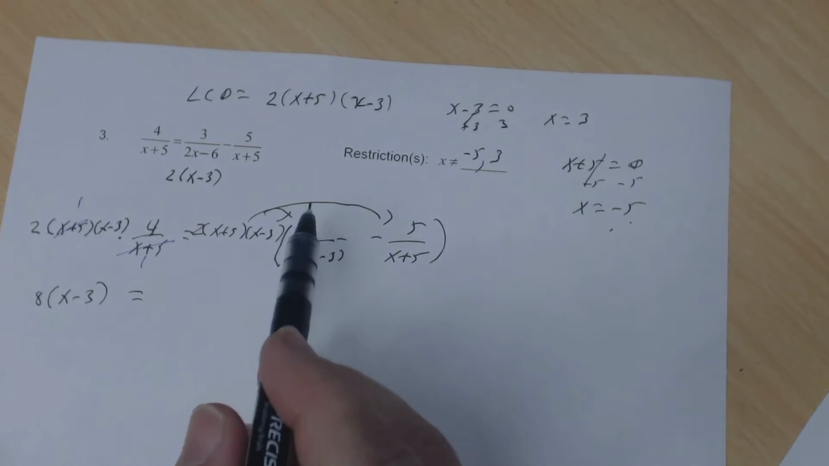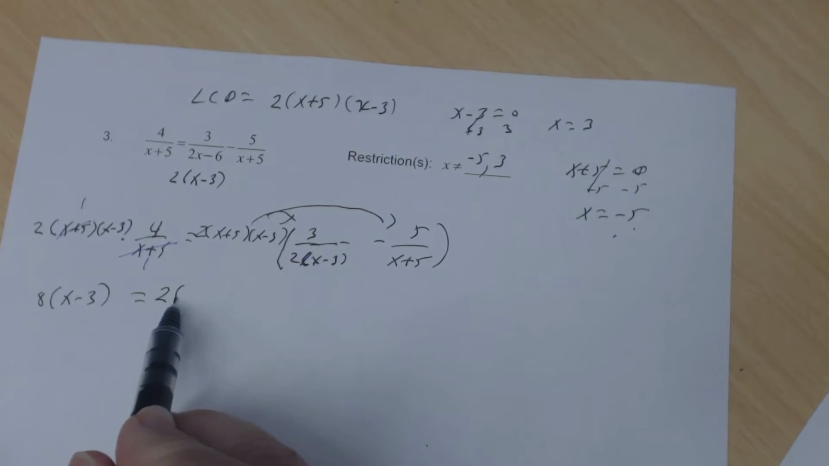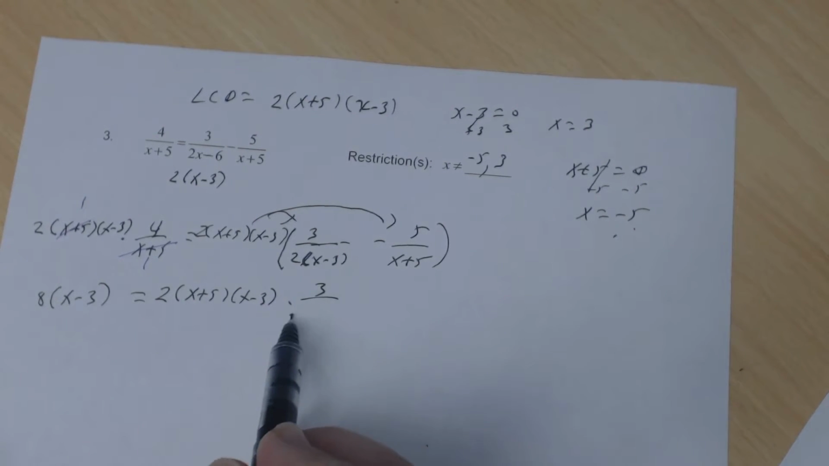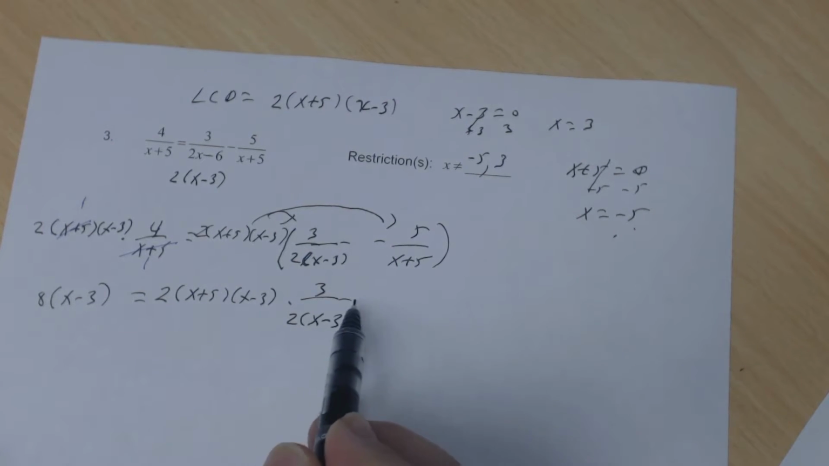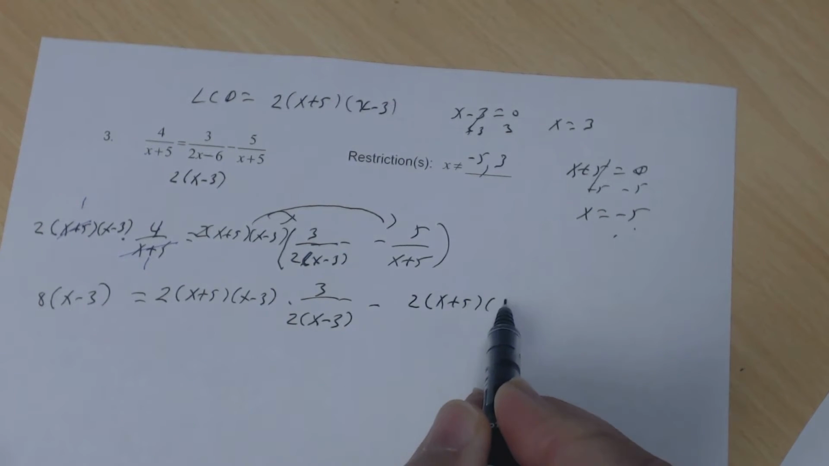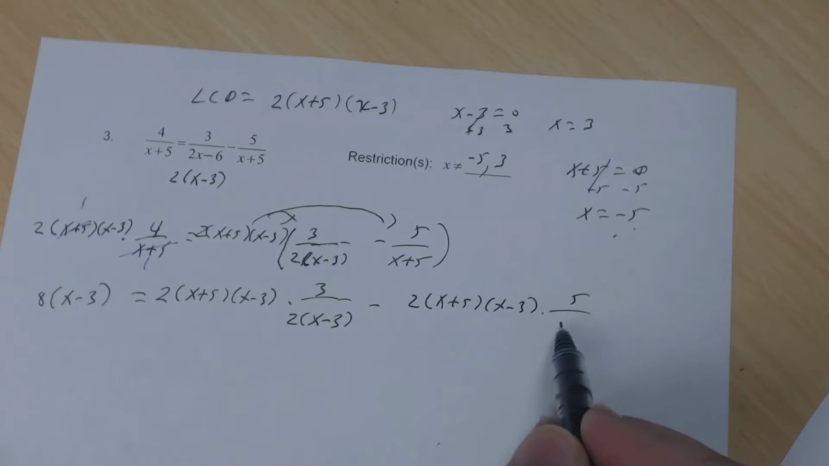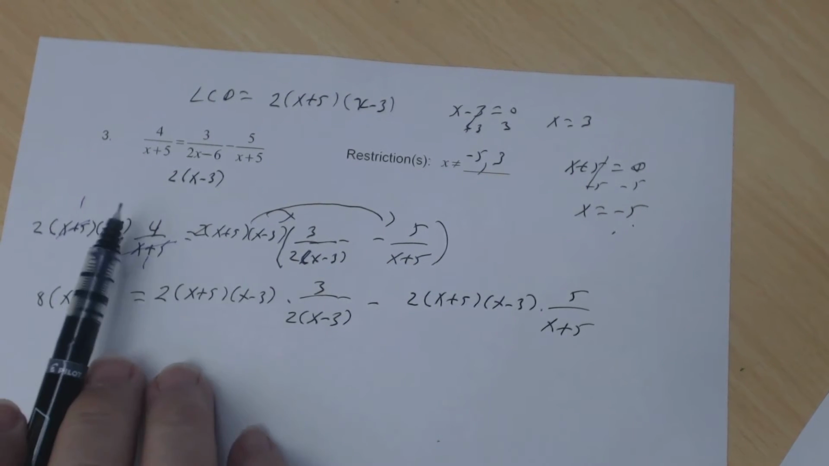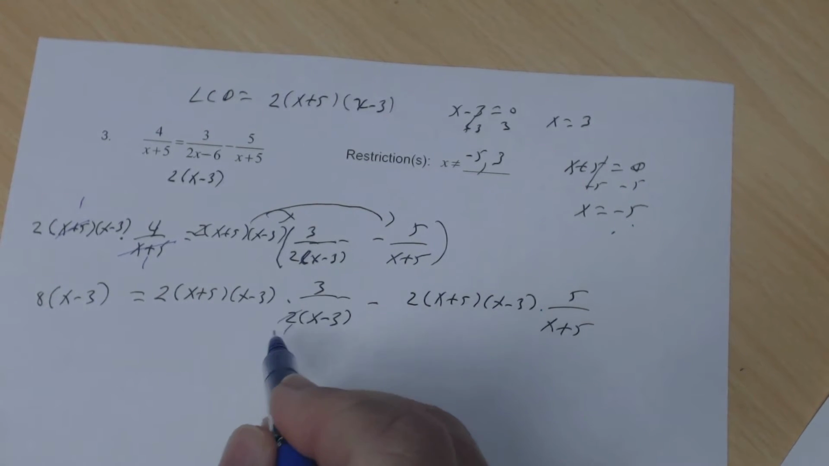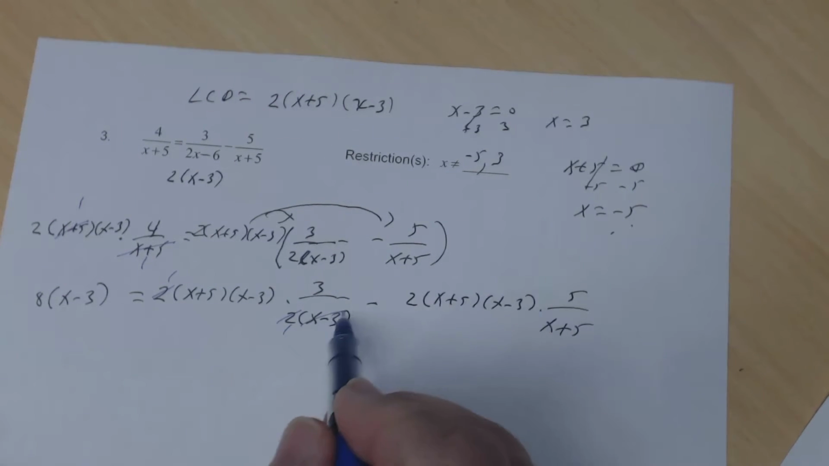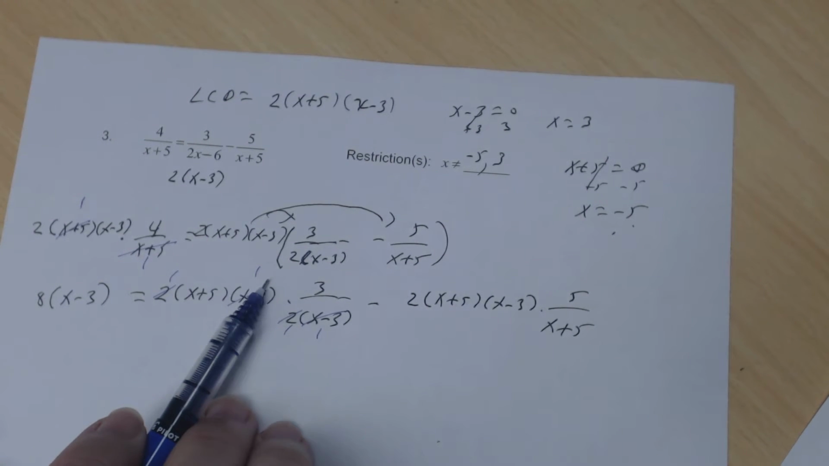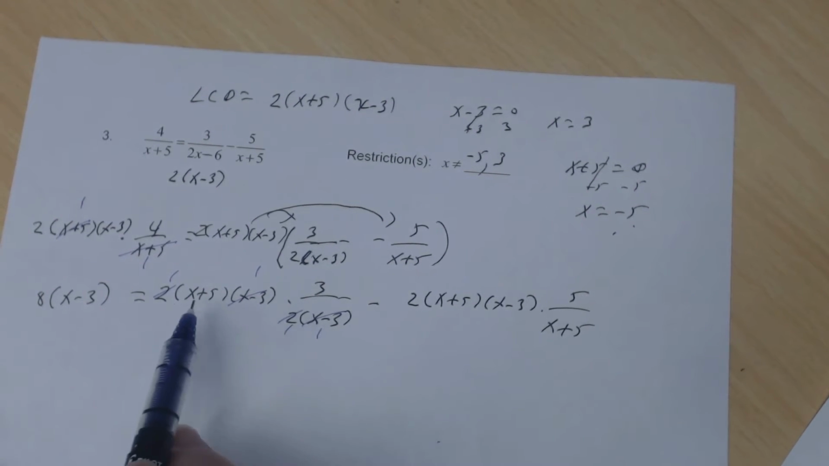Equal. Okay, now I'm going to distribute. So I'm saying 2 times x plus 5 times x minus 3 times the first fraction, 2 times 3 divided by 2 times x minus 3, minus, and then the LCD, 2 times x plus 5 times x minus 3 times the second fraction. Now just like we reduced this, we're going to go ahead and reduce these two parts here. So 2 into 2 is 1, 2 into 2 is 1. X minus 3 into x minus 3 is 1, x minus 3 into x minus 3 is 1. And so I'm left with 1 times 3 is 3 times x plus 5.